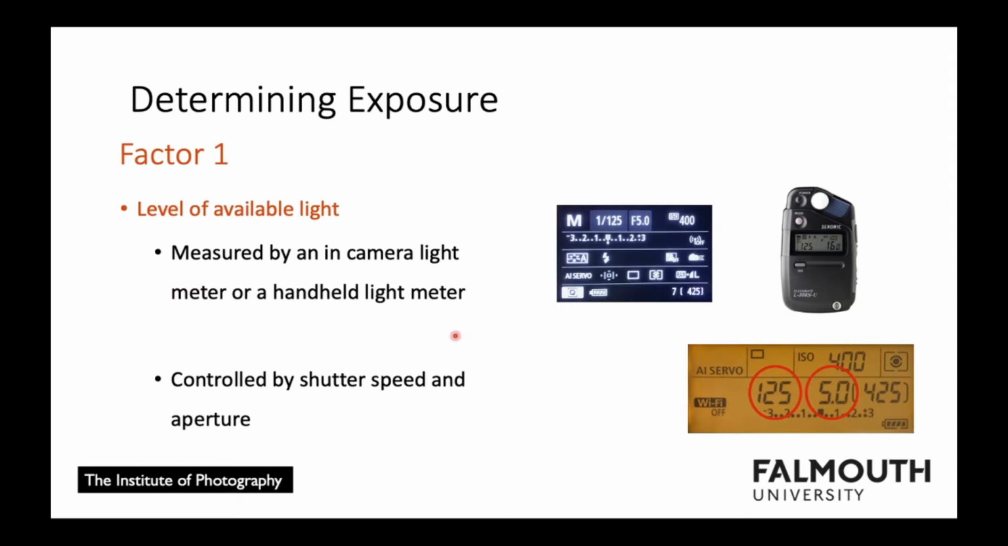So factor 1, the level of available light. This is measured by an in-camera light meter or a handheld light meter. And these are controlled by the shutter and the aperture. These actually control the physical amount of light hitting your film or sensor.